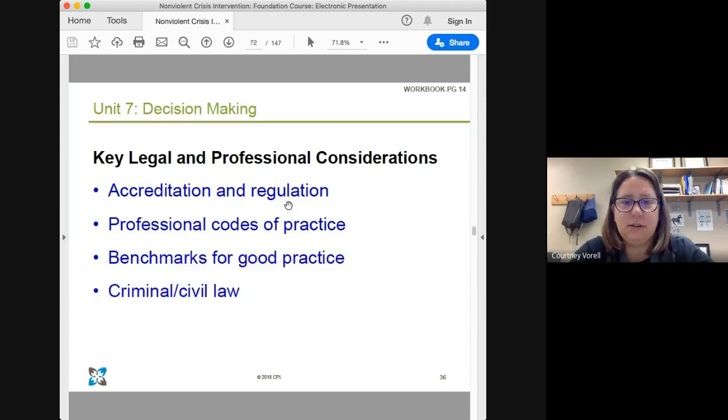When we first talk about decision making, of course, we need to first talk about those legal and professional considerations. All of us, including behavior analysts or autism specialists or teachers, administration, we all have different professional obligations when it comes to our accreditation. How is our field regulated? Maybe we have professional codes of practice. What are the benchmarks for good practice in our field? And then, of course, relating to the larger system of criminal and civil law. So we need to consider all these things when making decisions, first and foremost.